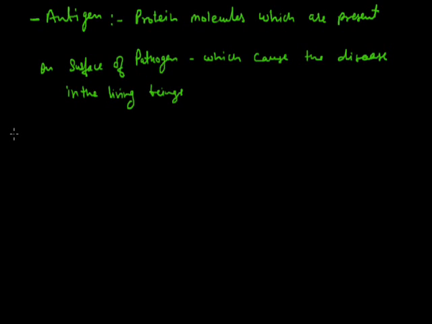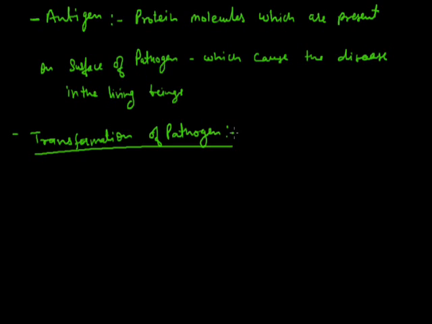pathogens. Now we discuss the transmission means of pathogens, how the diseases are transferred. Pathogens are transferred from a diseased person to a healthy person. So it is divided into two parts. First we call it direct transmission, and the second one we call indirect transmission.